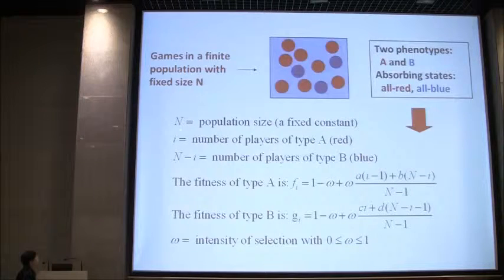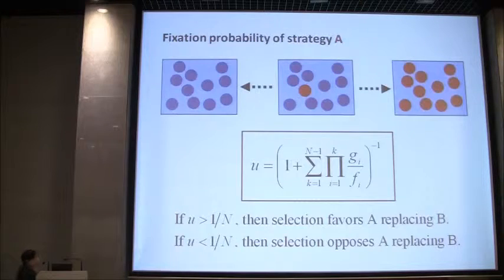We denote I as the number of players of type A, N minus I as the number of B, and the fitness of A is Fi, the fitness of B is Gi. Here omega is defined as the intensity of selection. The fixation probability of strategy A is calculated here. If U is bigger than 1 over N, then we say selection favors A replacing B. And if it is less than 1 over N, we say selection opposes A replacing B.